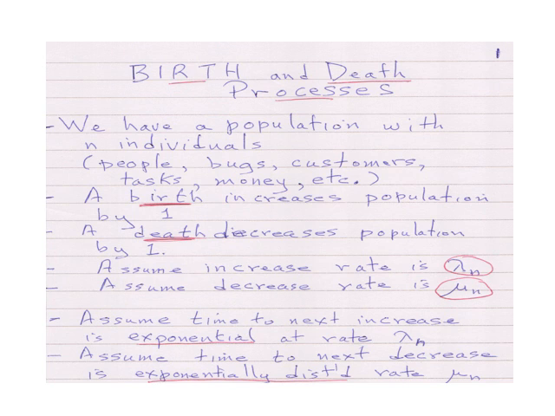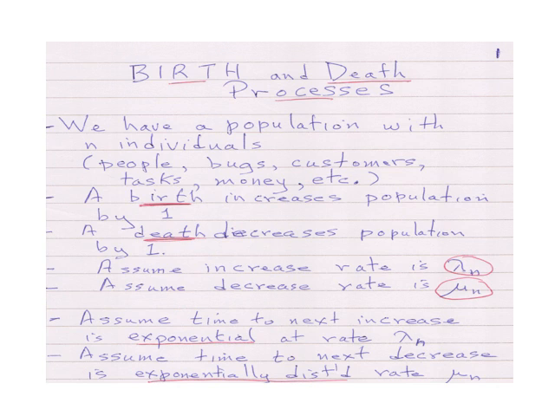Today we discuss birth and death processes. Assume that we have a population with n individuals. Those could be people, animals, or plants. In a queuing system, they could be customers. They could be a list of tasks for people or for computers, they could be financial assets, they could be a lot of different things. A birth means an increase in the population of size 1. A death means a decrease in the population of size 1.